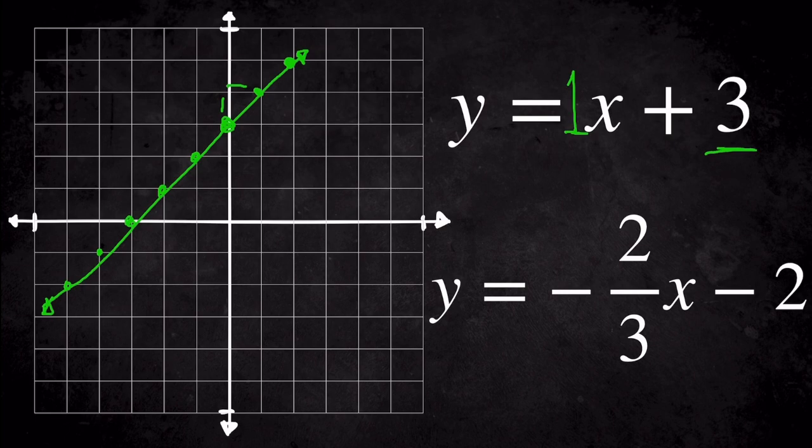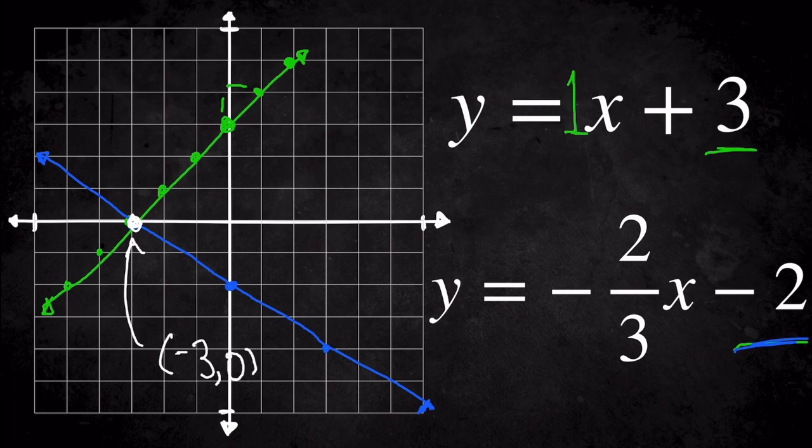Now we have y equals negative 2/3 x minus 2. The y-intercept being negative 2, that'd be right here. And then we go down 2, run 3, down 2, run 3, and then this would be right here and right here. And now we draw the line. And the solution for this one would be right here, which is where the lines intersect. And this point right here is (negative 3, 0).